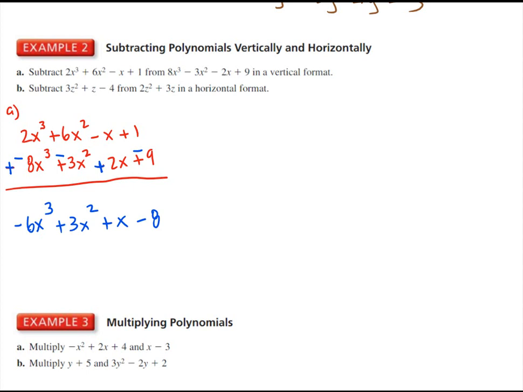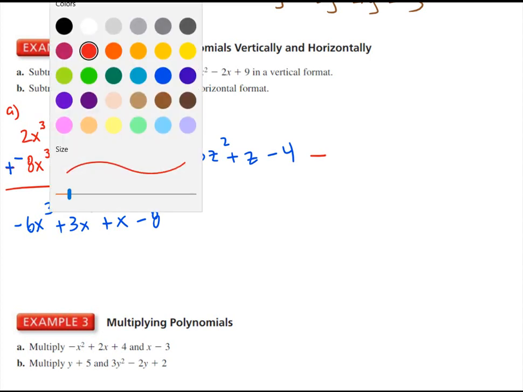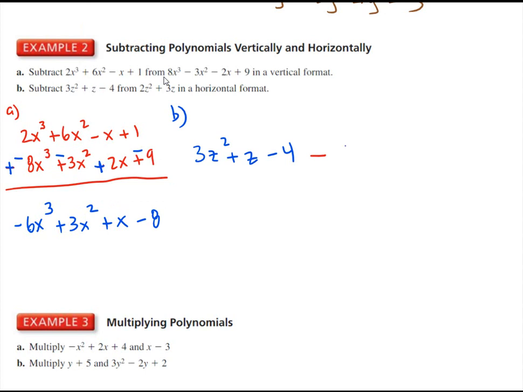Now we can also do this horizontally. So subtracting horizontally, we would have 3z squared plus z minus 4. Then we're subtracting 2z squared plus 3z. Since we're subtracting, you have to remember to put this in parentheses. You have to distribute this parentheses to what's in here.